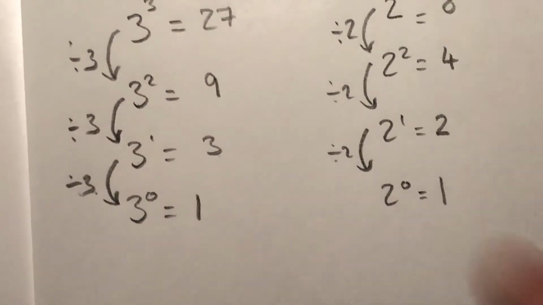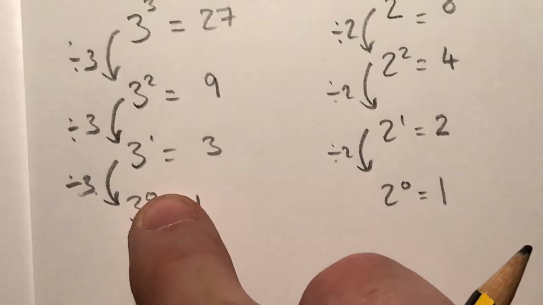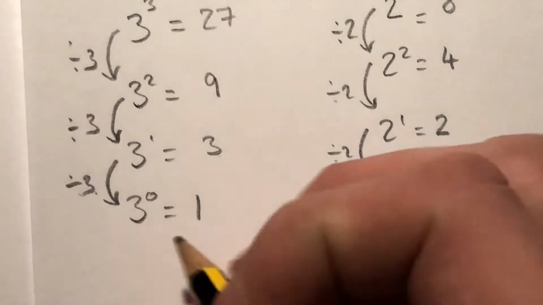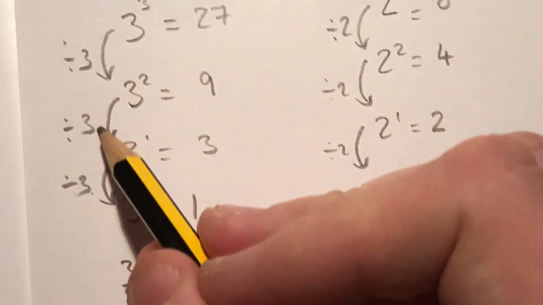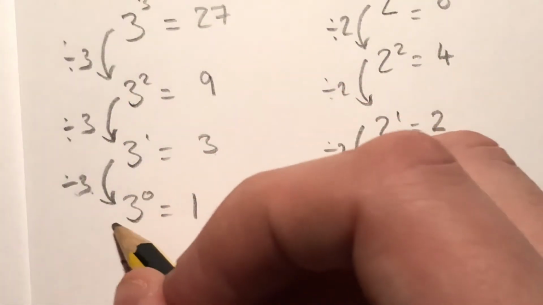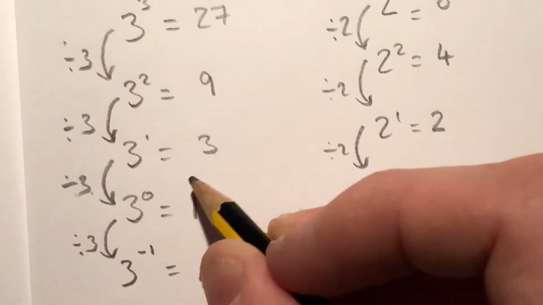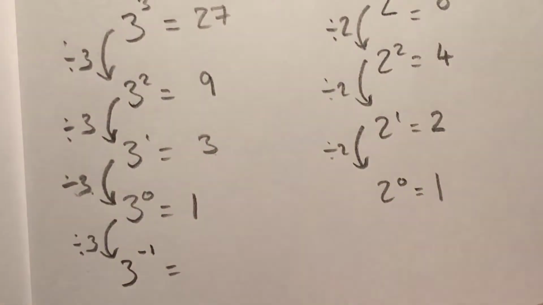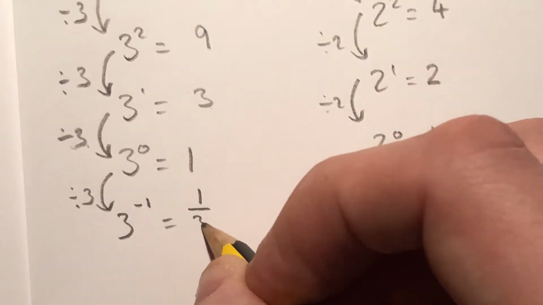But looking at the pattern here, we're at 3, 2, 1, 0. The next logical number in that pattern is negative 1. So 3 to the power of negative 1. In each of these iterations, we have to divide by 3. Well, the problem is 1 doesn't divide by 3 and give us an exact number. However, we can express this as a fraction. 1 upon 3.